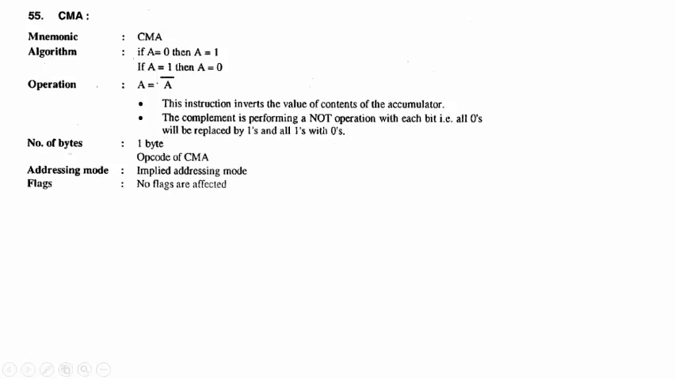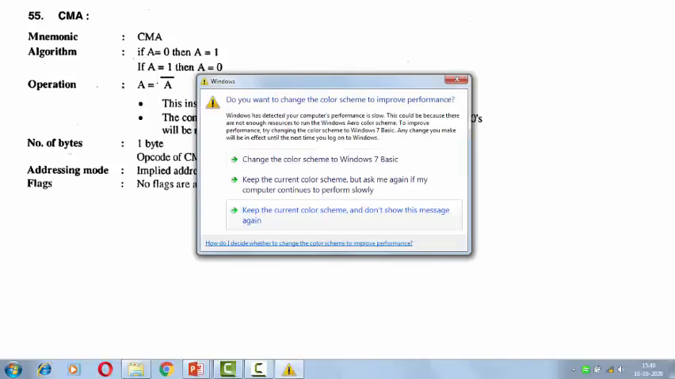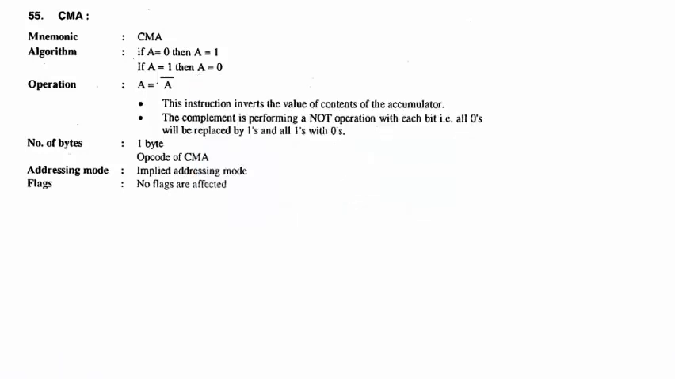Next instruction is related to the accumulator, that is CMA, complement the accumulator content. So here if suppose in the accumulator you are having 0 0 0 0 everywhere, after the execution of this CMA, the 0 gets modified to 1 and 1 gets modified to 0. So operation we can write as A is equal to A bar.